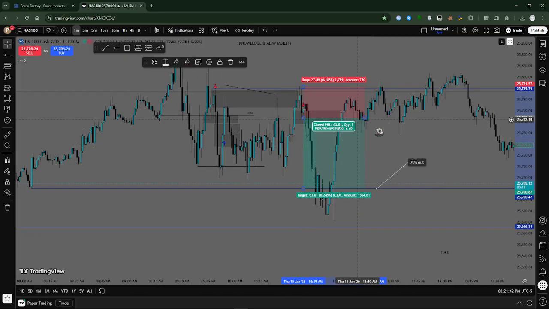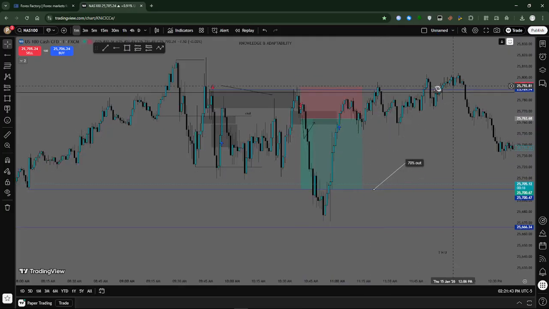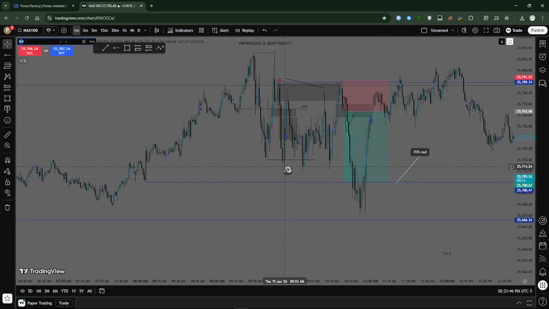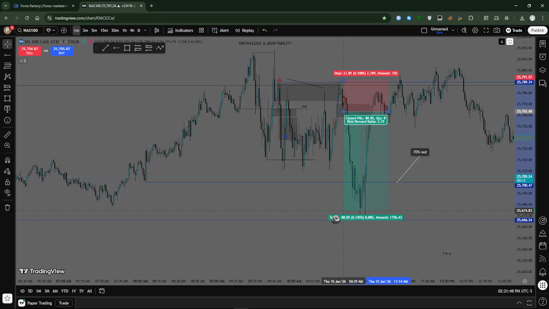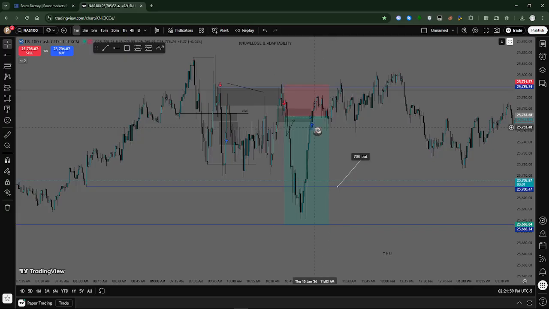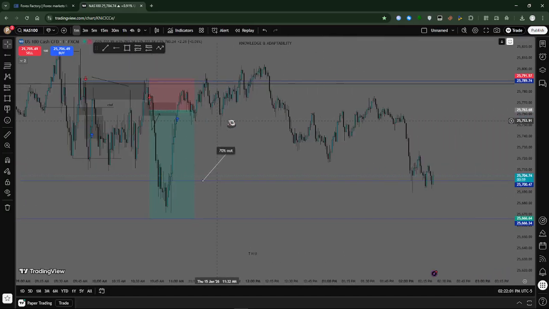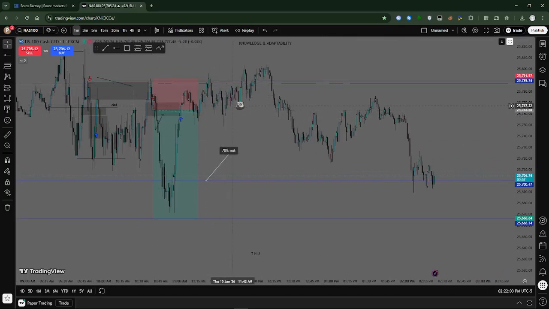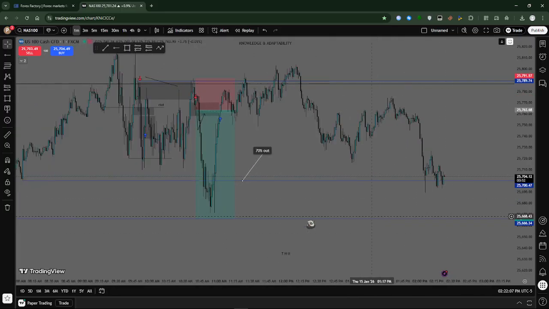So this is where I got break even, took 70% out of the market, and then just let the rest go. And the rest got stopped out at break even. Okay, here. And after that, price did a little bit more things here and there, and then it's coming towards where I should.